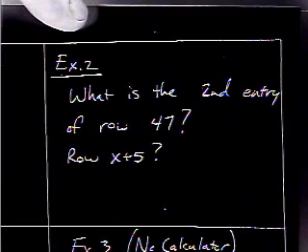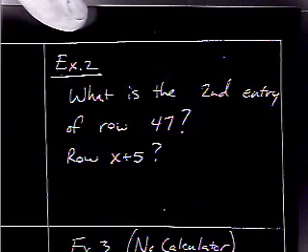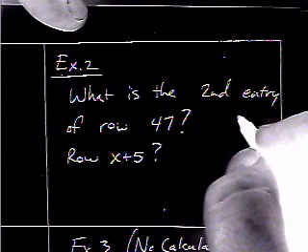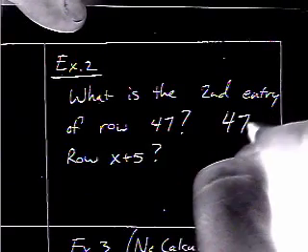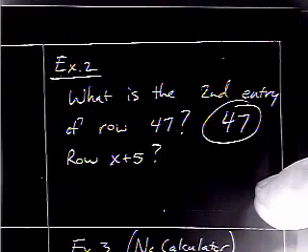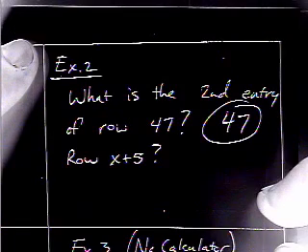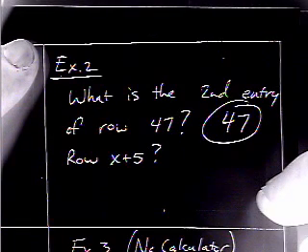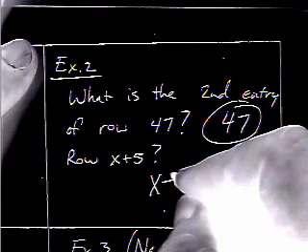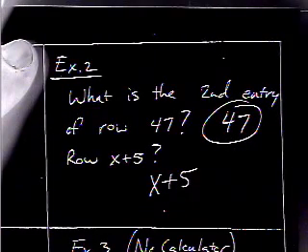So here's another set of questions. What's the second entry of row 47? Yes, it's 47. What about row x plus 5? Why, yes, the answer is x plus 5 because that's the name of the row. Yeah, I know, I was trying to trick you.